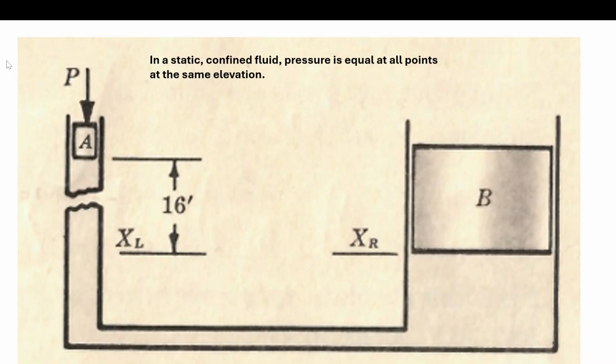So we know that in a static confined fluid, which is what we have here, the pressure is equal at all points at the same elevation. So you can see we've marked XL and also marked XR, and those two are at the same elevation. So we know the pressure in this system, it's static, meaning it's not moving, it's confined. So we know the pressure at those two points is going to be the same. We also know that XR is right at that interface of the plunger B and the fluid surface.